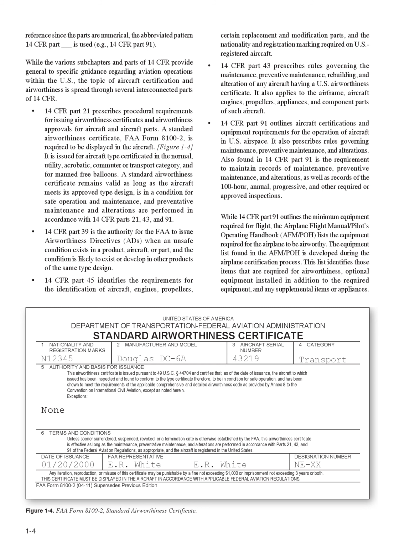United States of America, Department of Transportation, Federal Aviation Administration. Standard Airworthiness Certificate. 1. Nationality and registration marks: N12345. 2. Manufacturer and model: Douglas DC-6A. 3. Aircraft serial number: 43219. 4. Category: Transport. 5. Authority and basis for issuance.